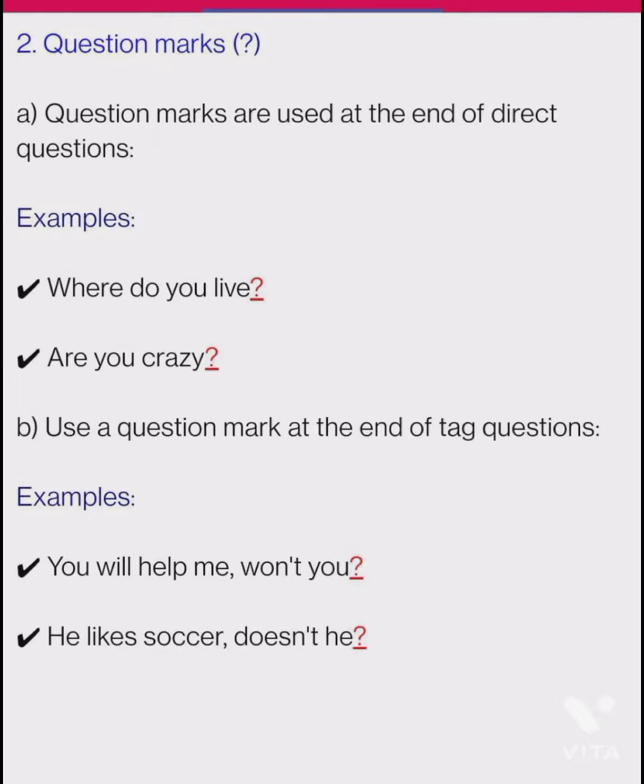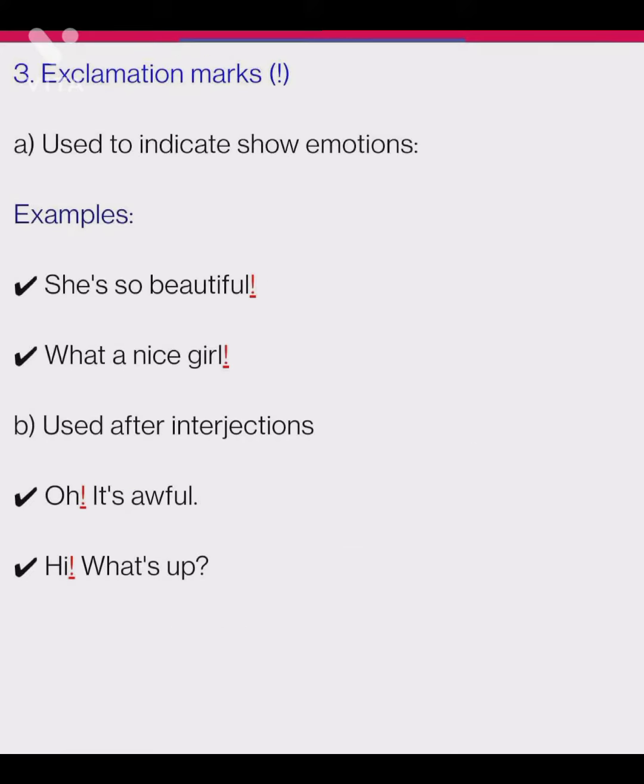And use a question mark at the end of tag questions also. Tag questions, like the example, "You will help me, won't you?" So here we should give a question mark. Should not forget to give a question mark. Next, "He likes Scouser, doesn't he?" So here also we have to mention a question mark. Okay, and where to use exclamation?